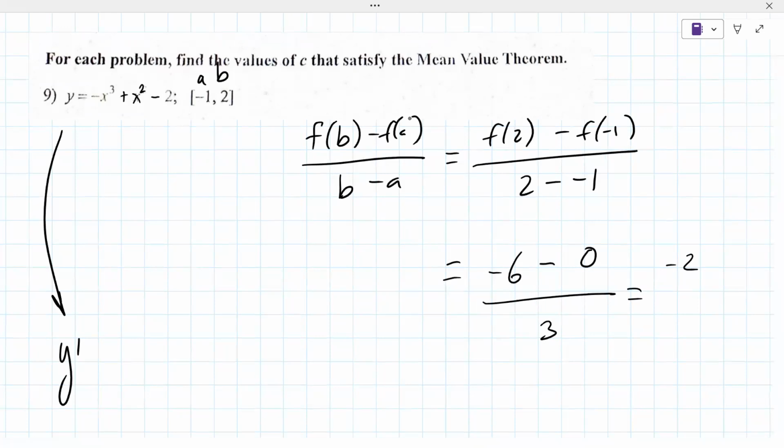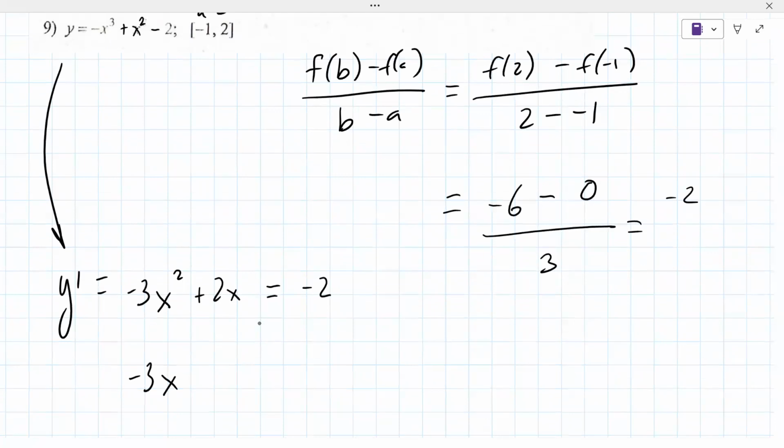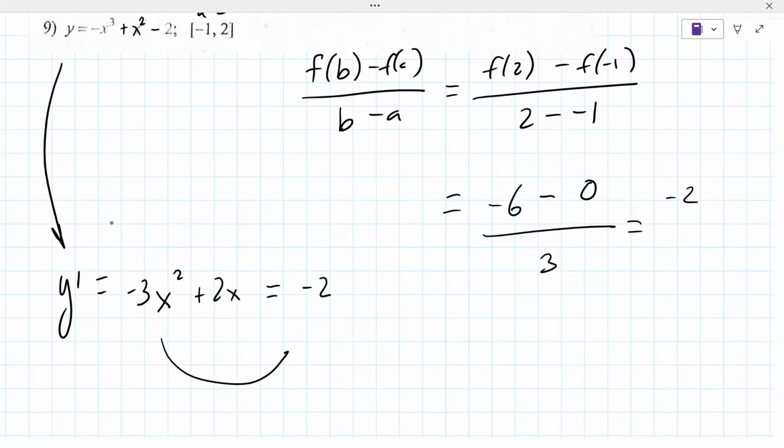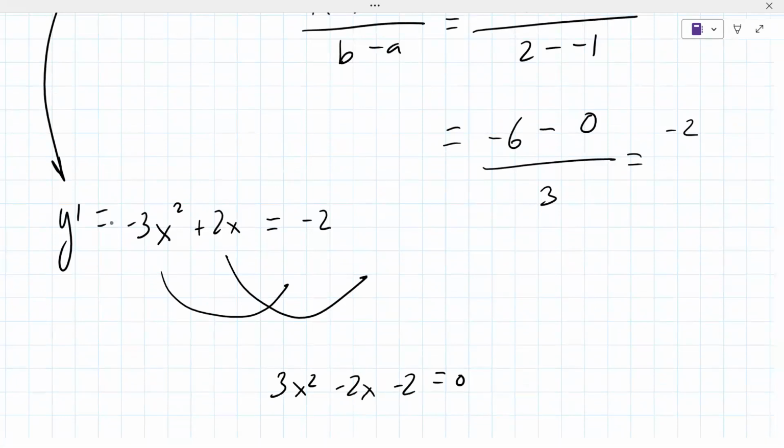Can you give me the derivative of this function, please? It would be 3x squared, plus 2x. Okay, and then you set this equal to -2, and then you have to solve this equation. I would move everything to one side to make this a little more doable. So this becomes 3x squared minus 2x minus 2 equals 0.